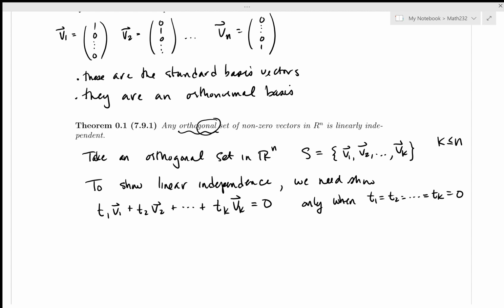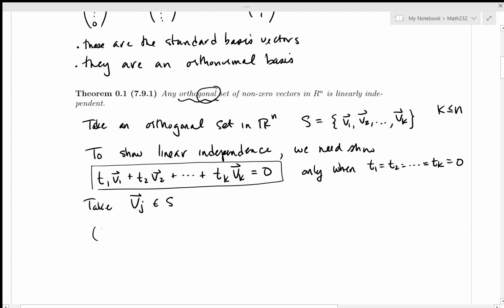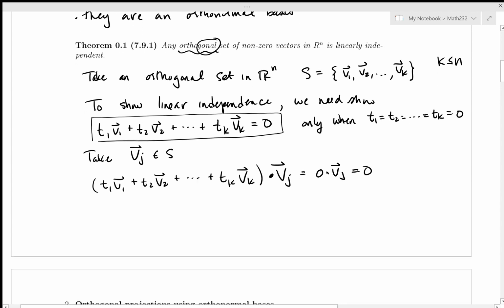So what I'm going to do then is just imagine take any one of the vectors in S. So take Vj in S, and then take this expression here, and you do the dot product with Vj on both sides. So I'll get that T1 V1 plus T2 V2 plus dot dot dot plus TK VK, and then I'm going to dot product here Vj, and then on this side I'm going to dot product 0 dot Vj, and that's just going to be 0. Okay, so now let's look at this.